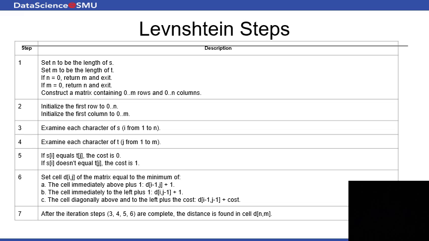Do an initialization, and then examine each character of each string and compare them to each other. If they're equal, the cost is 0. If they're not equal, the cost is 1, eventually ending up with a total distance of all the differences in the bottom right corner.